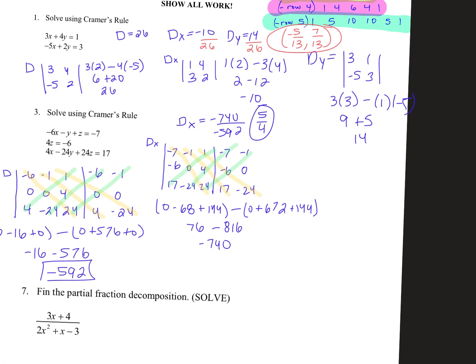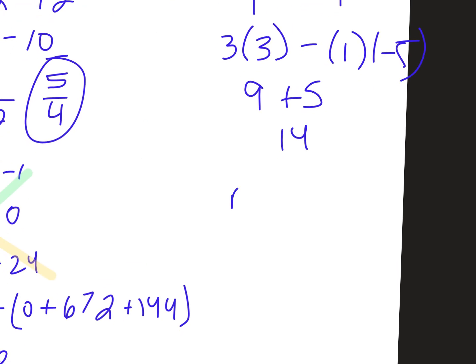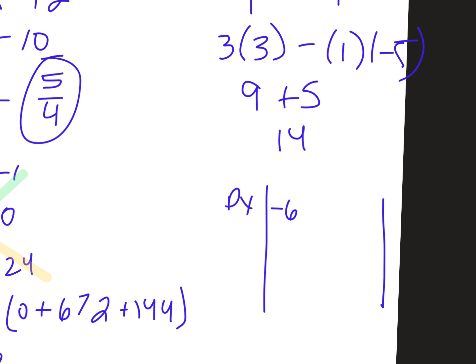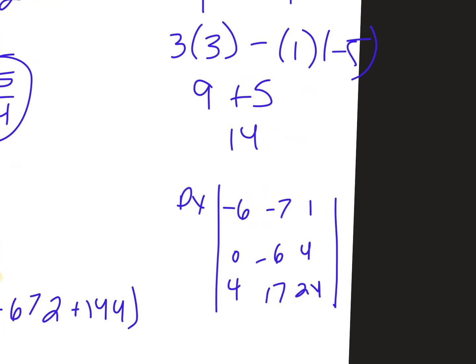So let's go to the next one. Let's find d sub y. All right, again, we're going to go through the whole process. What do I do? My x column. If I'm finding d sub y, what do I write in the x column? The x's. So negative 6, 0, and 4, right? I'm leaving early. Okay, so the y, we're going to write the answers. Negative 7, negative 6, 17. And then for my z's, what do I write? 1, 4, 24.